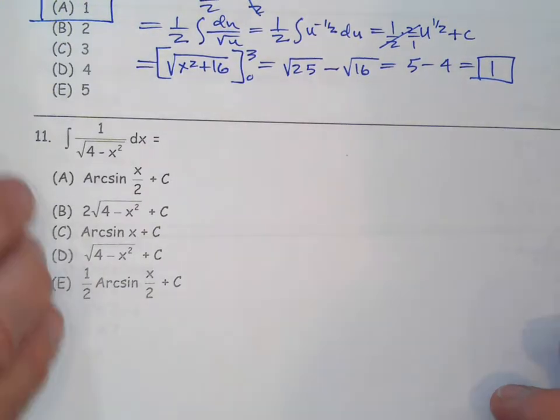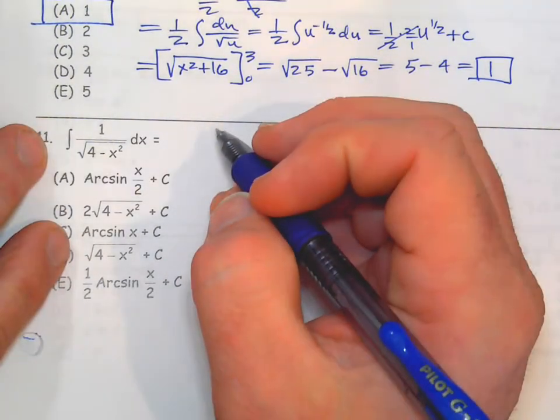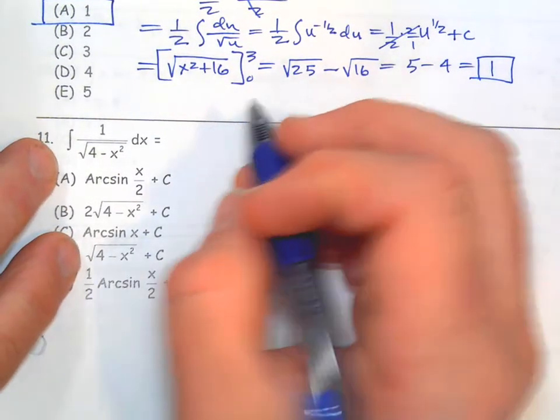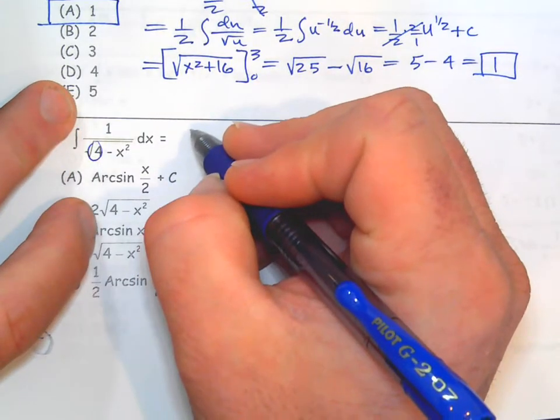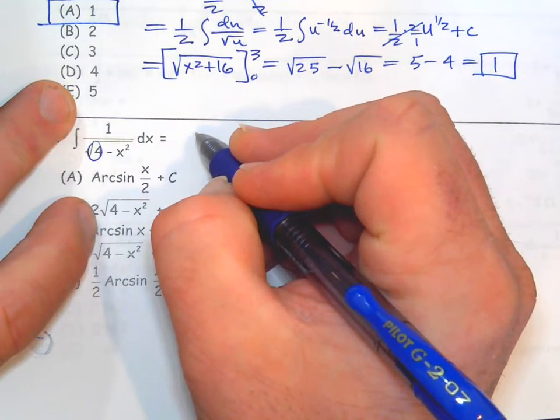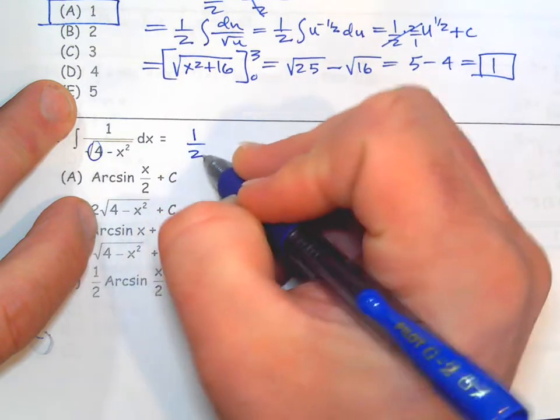All right, next one. Ooh, I think we're going to have to do inverse sine, but this needs to be a 1. So we're going to take the square root of 4 out, which is a 2.